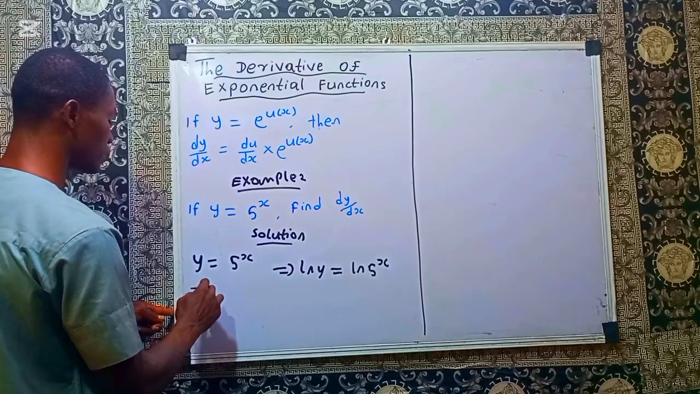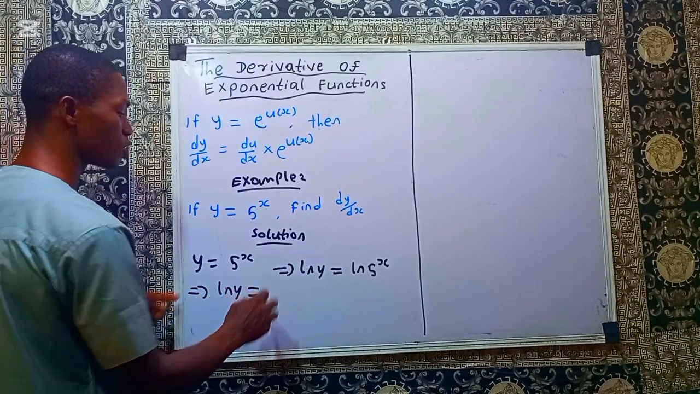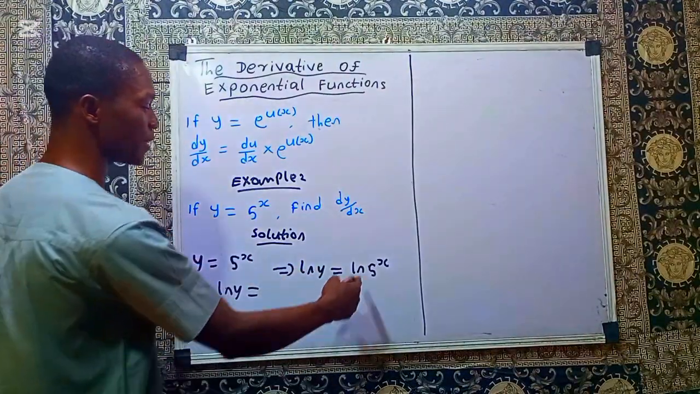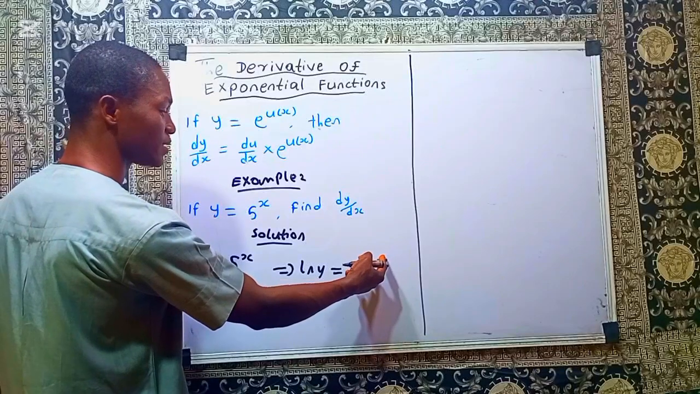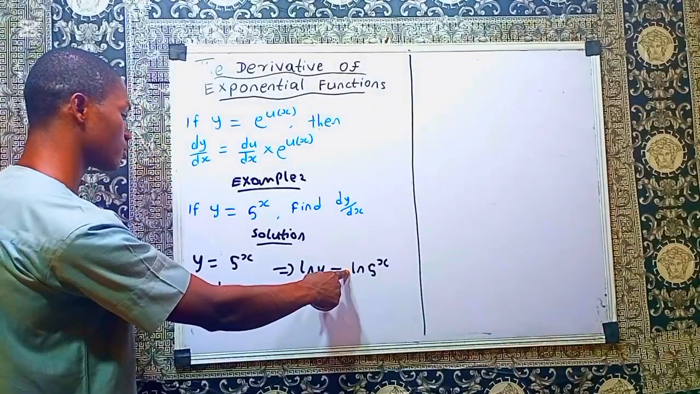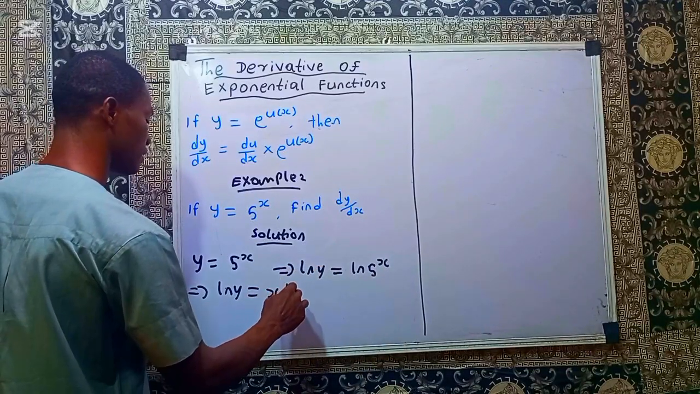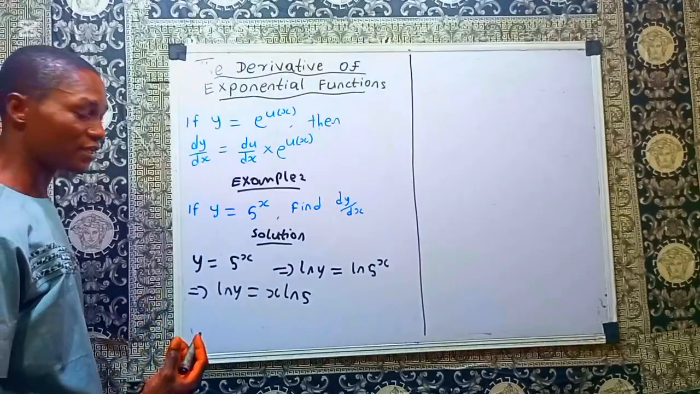So by so doing, this implies that ln y is equal to, I have ln y here, then I have the equality sign here. Then by the property of ln or log, this x here, the exponent, can be brought down, so that this x now will be brought down here. I have x ln of 5, right? I have x ln 5.